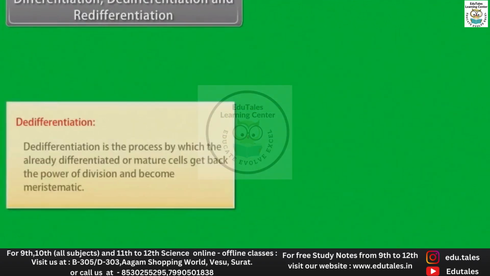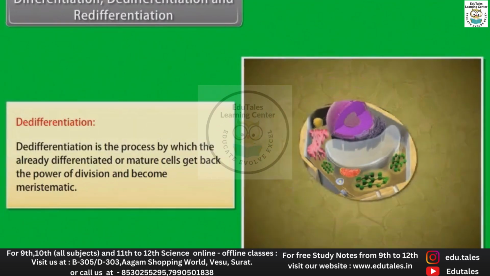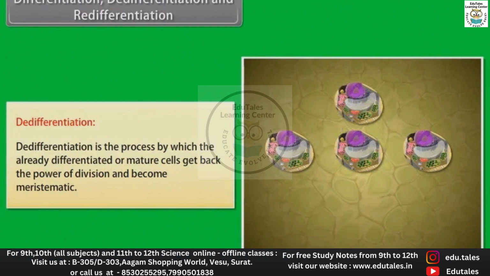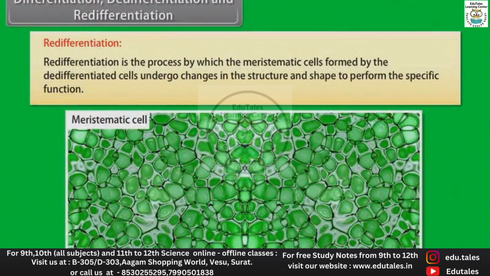Dedifferentiation. Dedifferentiation is the process by which already differentiated or mature cells get back the power of division and become meristematic. Redifferentiation. Redifferentiation is the process by which the meristematic cells formed by dedifferentiated cells undergo changes in structure and shape to perform a specific function.